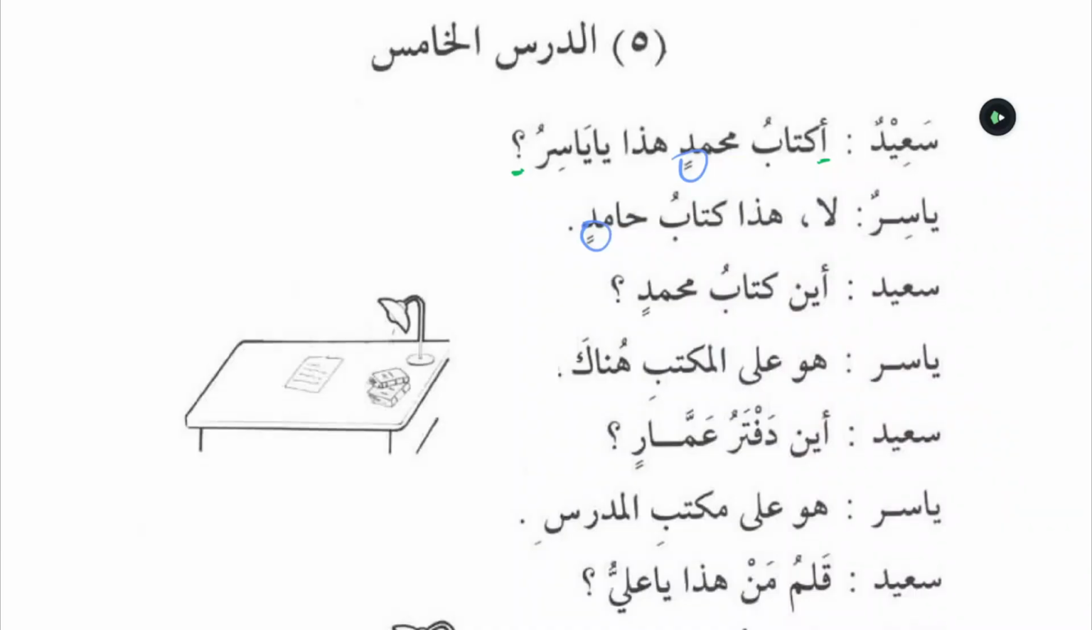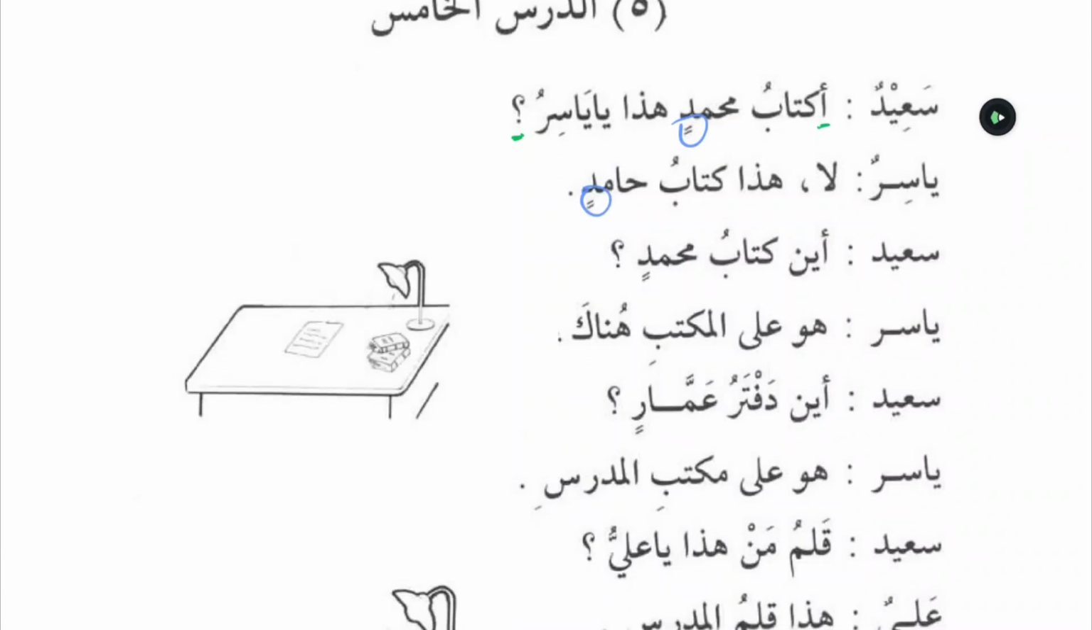أين كتاب محمد, where is the book of Muhammad? Remember we said أين means where. هو على المكتب هناك, it is on the desk over there. هناك means over there. هو, i.e. the book, على المكتب, on the desk. المكتب means desk. على is a حرف الجر, so we have a jar majrur phrase. المكتب, because it's the ism coming after the حرف الجر, is majrur, and the majrur is a role that falls under the position of jar, and jar is reflected by a kasrah. Very simple and very easy.